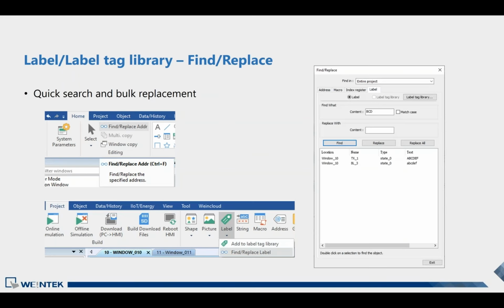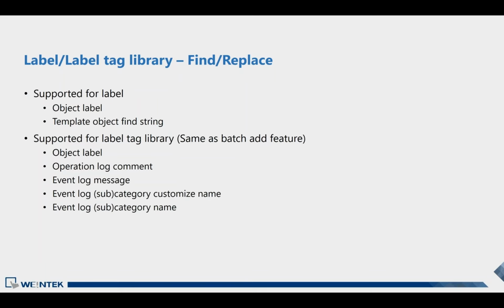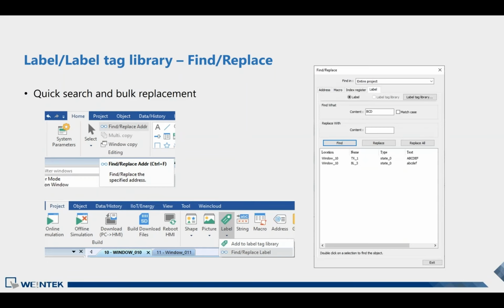PowerPoint. Okay, so another feature is called quick search and bulk replacement. After we complete the above conversion, we need to click search and modification next. So we add the original find replace function with the label and label tick library to meet the requirements. So there are two ways to open the interface.